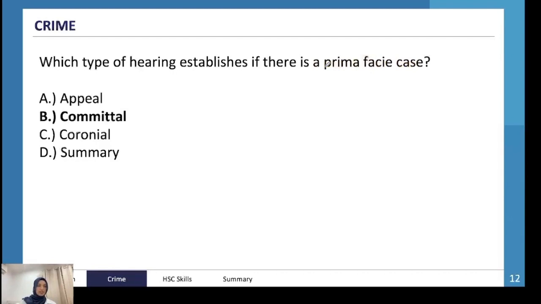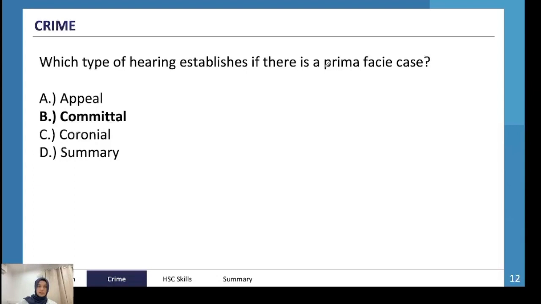Essentially it's deciding if there are enough facts or enough evidence for this case to go ahead, because in some cases, there may not even be enough evidence for the case to actually go through a hearing process, for example.